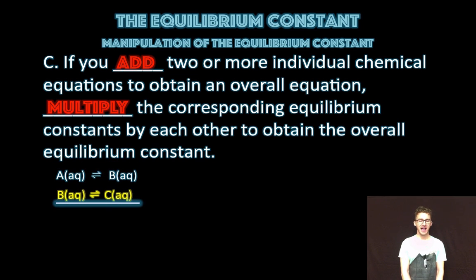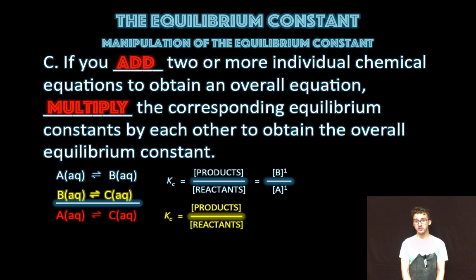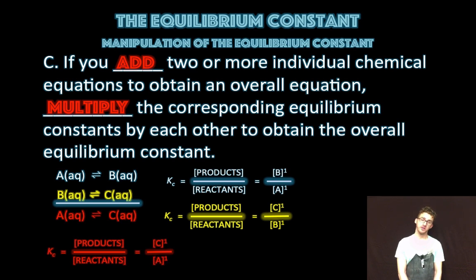Boom. Here I have 2 very simple equations. Notice that when I sum them together, I get the overall equation A is in equilibrium with C. For that first reaction, products over reactants, means that I've got concentration of B to the first over A to the first. For that second equation, again, products over reactants, concentration of C to the first over B to the first. And for my overall reaction, the equilibrium constant, products over reactants, concentration of C over the concentration of A.